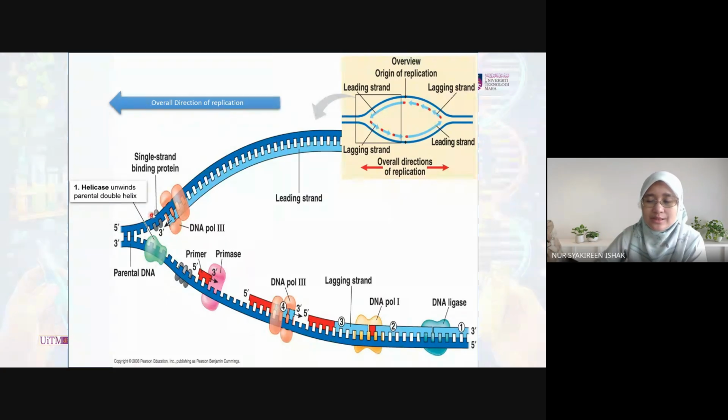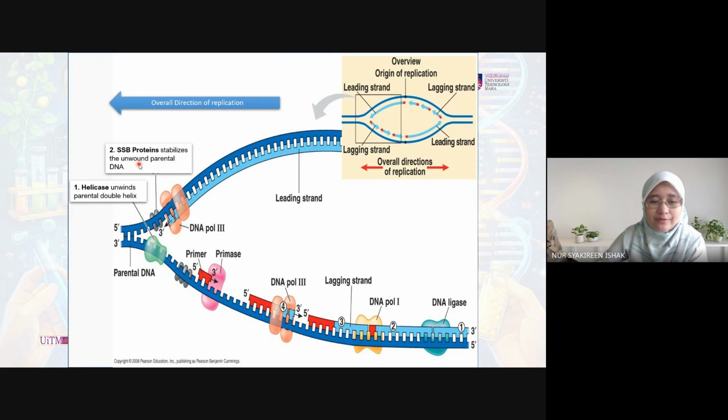Let's look at this Venn diagram here, just to recap. This is the overview of how DNA replication occurs for both the leading and lagging strand. Initially it starts at the origin of replication, and to unwind and separate the DNA strands, it is done by the enzyme helicase. Helicase unwinds the parental double helix at the replication fork.